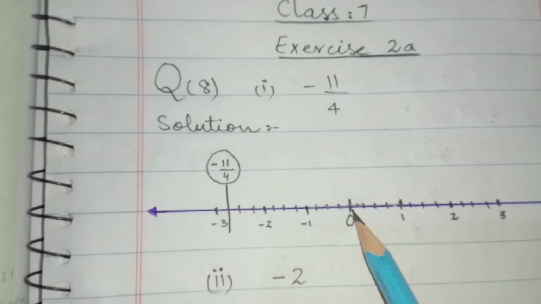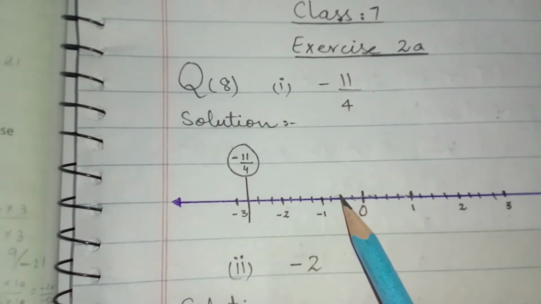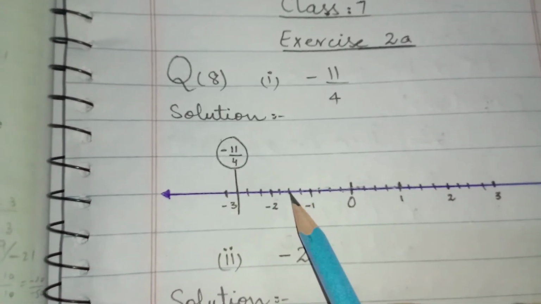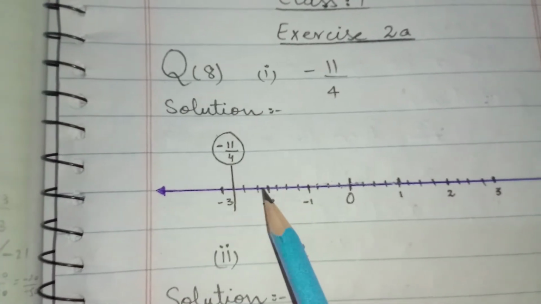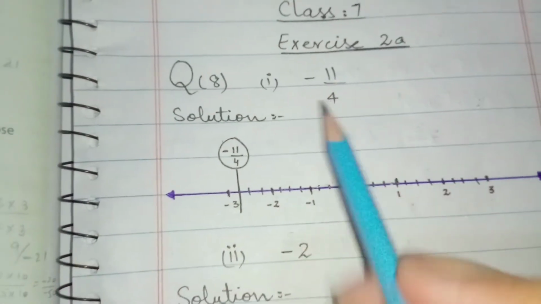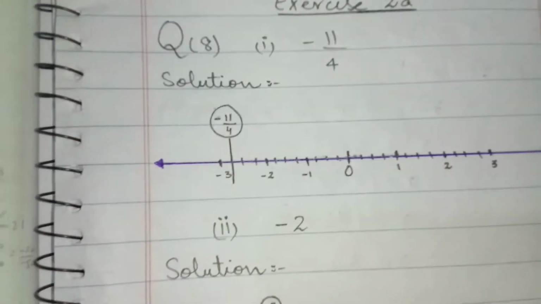Then we have to count. This is 0. This is 1 over 4, 2 over 4, 3 over 4, 4 over 4, 5 over 4, 6 over 4, 7 over 4, 8 over 4, 9 over 4, 10 over 4 and 11 over 4. So minus 11 over 4 is that point.